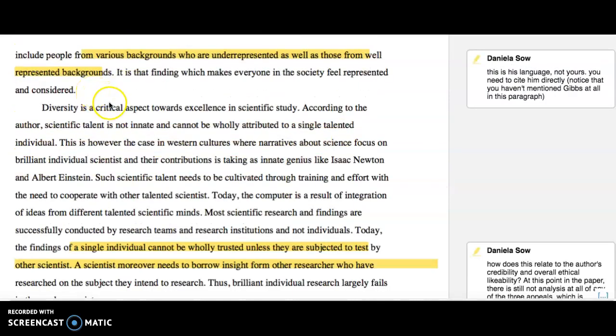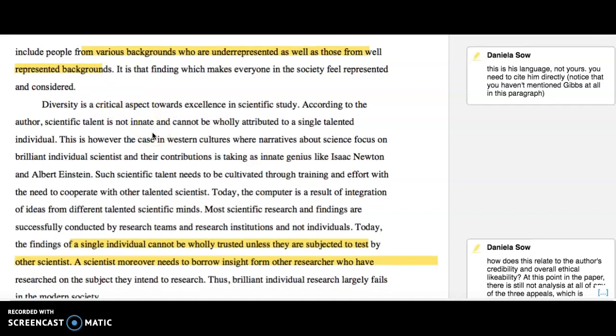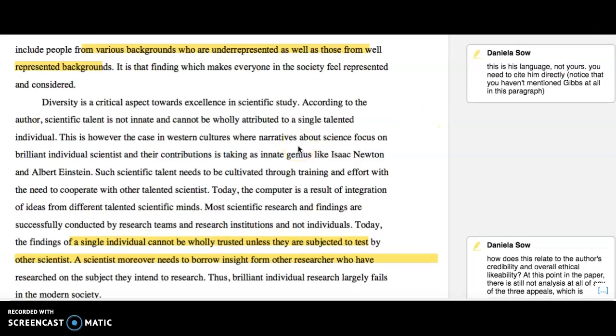Now you'll see that I'm on her second page. I have scrolled down a little bit to the second page, and you'll see that she's still relying heavily on Gibbs' language. I even wrote in the margins, this is his language, not yours. You need to cite him directly. Notice that you haven't mentioned Gibbs really at all in this paragraph.